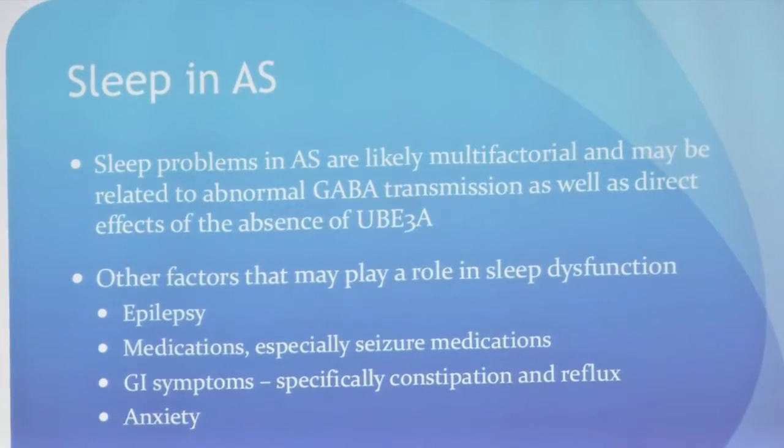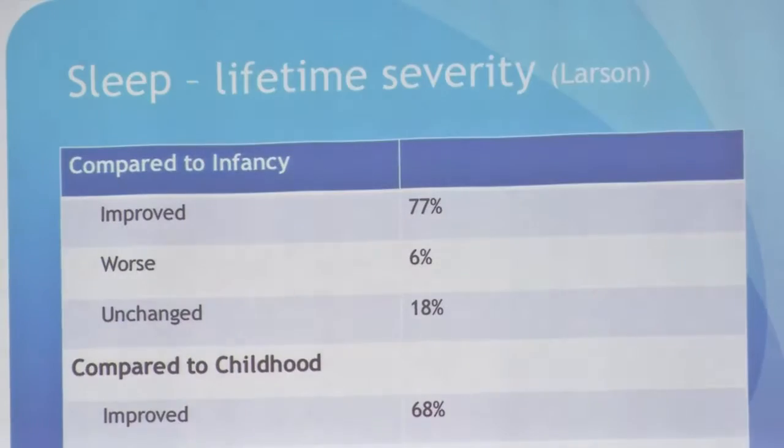And a big thing is GI symptoms. I'll get to that too, but GI issues are common in Angelman syndrome: constipation, reflux, and when you lie down, your reflux gets worse and everything comes up. So if kids wake up screaming and yelling, they're probably not just having a bad night, they're probably in pain. They can't tell you that, but if you listen to them, when they wake up screaming, they're saying, my belly hurts, basically. And anxiety can keep kids awake, and keep adults awake, and keep everybody awake.